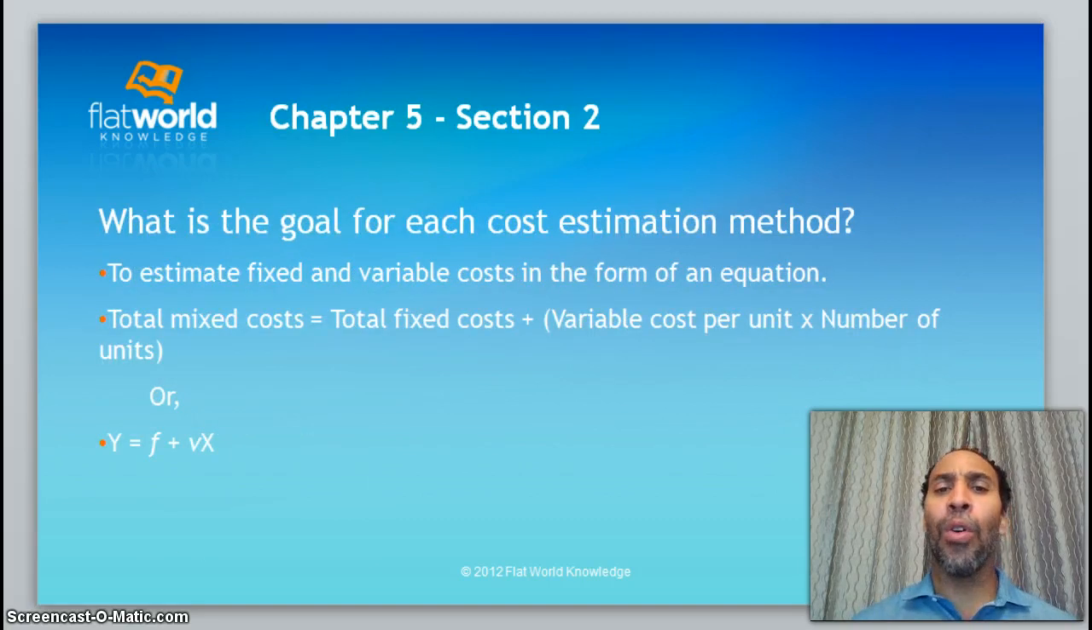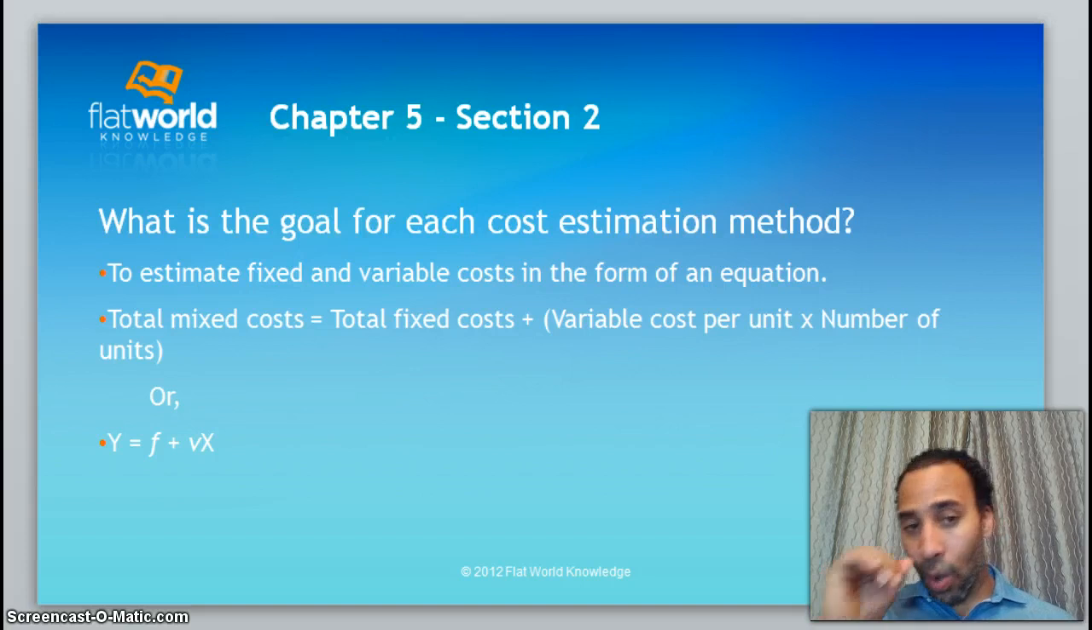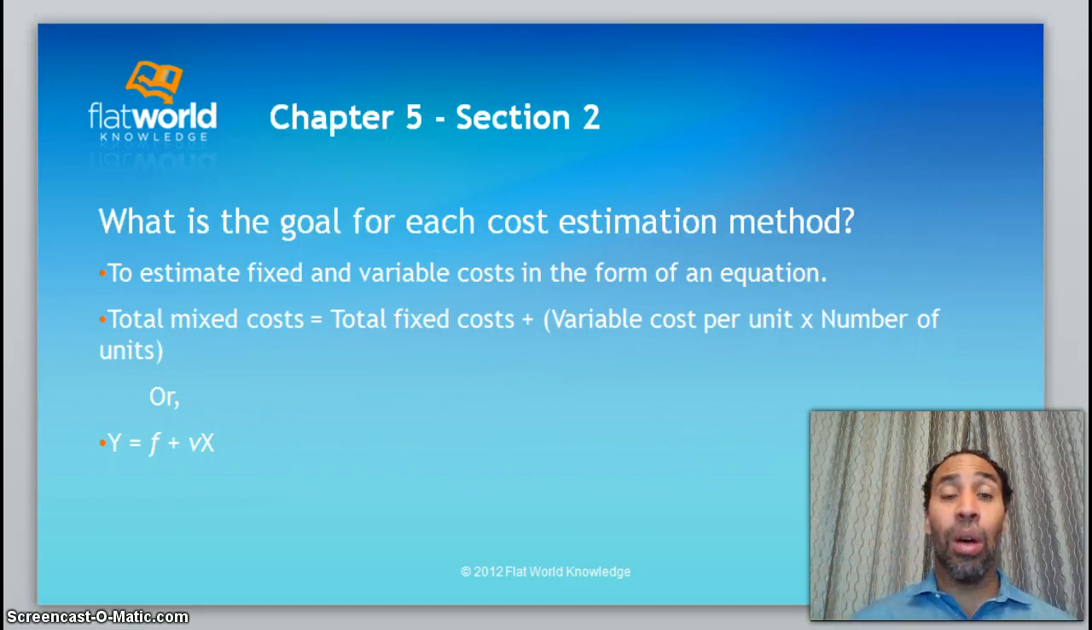So what is the goal for each cost estimation method? To estimate fixed and variable costs in the form of an equation, right? So we're going back to our equation, right? One equation for this chapter, and that's what we're looking for. So the equation is, again, total mixed costs equals total fixed costs plus variable cost per unit times the number of units or that activity. So Y, capital Y, equals F plus BX.